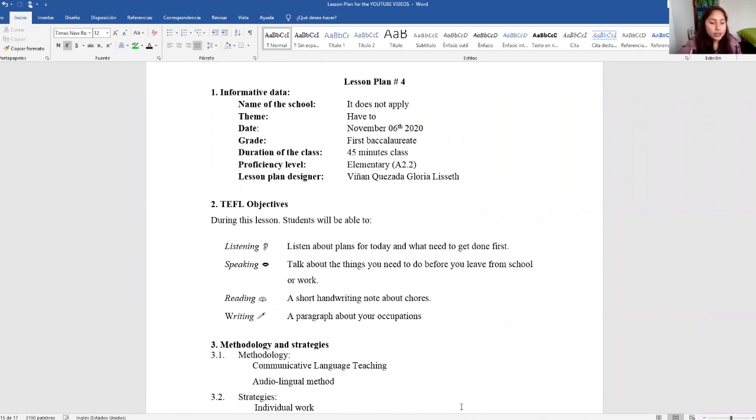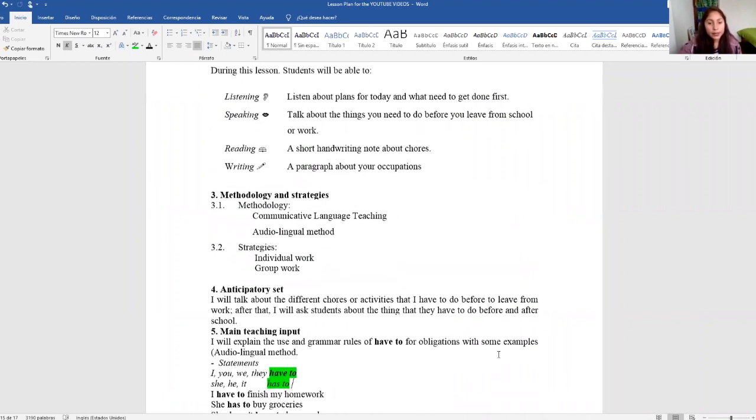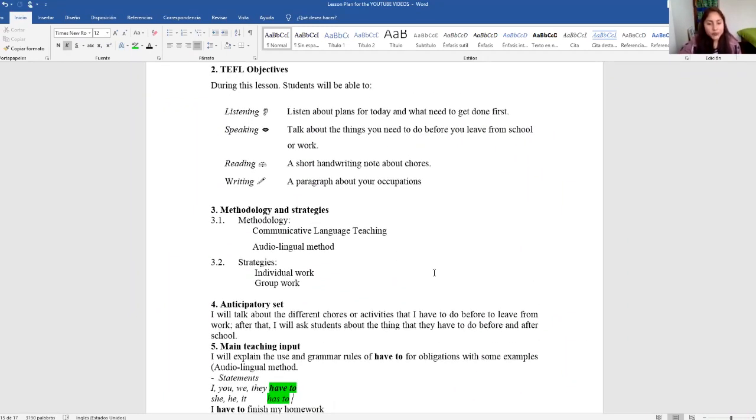So, the methodology and strategies will be the following. Methodology: communicative language teaching and audiolingual method. Strategies: individual work and group work.